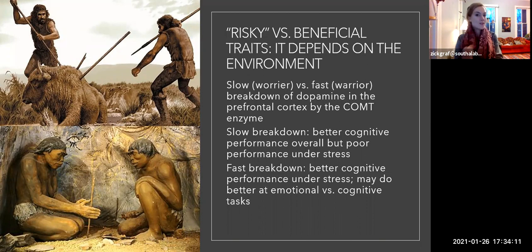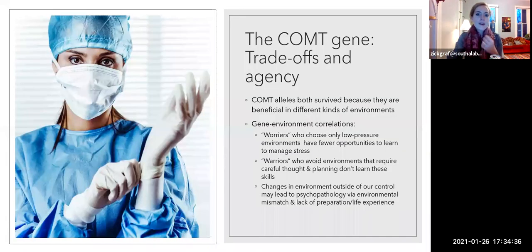People who have 2 copies of the fast breakdown gene have what's called the Warrior Genotype. I'm from the East Coast, so I say those 2 things the same way. Apparently other accents pronounce them differently. But people with 2 copies, the Warrior phenotype, perform really well under stress, but they might not be as suited to jobs that require a lot of focus and deliberate thinking.